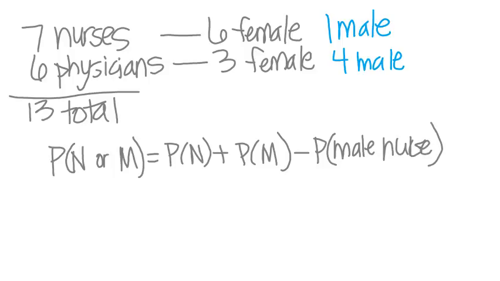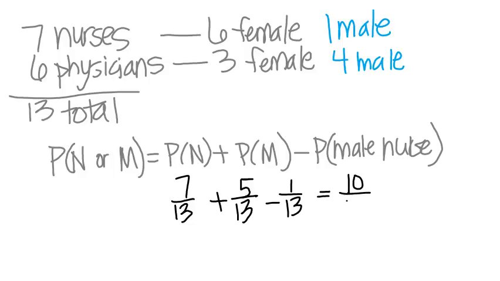nurse. So how many total nurses do we have? We have 7 nurses plus how many males? We have 5 total males minus how many of those males are also nurses? Minus 1 male nurse, and that's going to give us 10 out of 13.